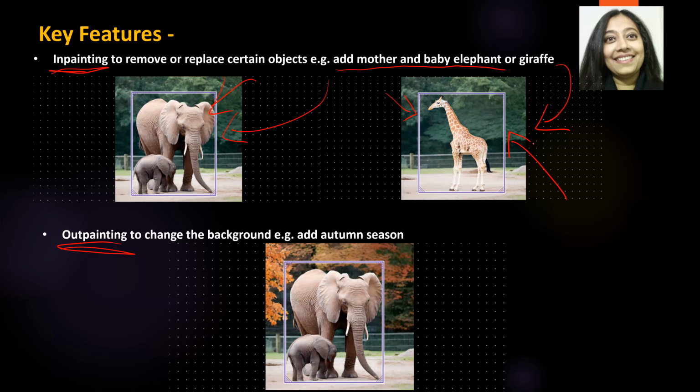So, what I am telling this particular model is that I want to see my elephants, but I want to see my elephants in the autumn season. So, I'm telling it basically via text prompt to add autumn season. And you can see that it went ahead and made those changes and overlaid some autumn shades on top of the trees. So this is how you can go about making some outpainting changes as well.